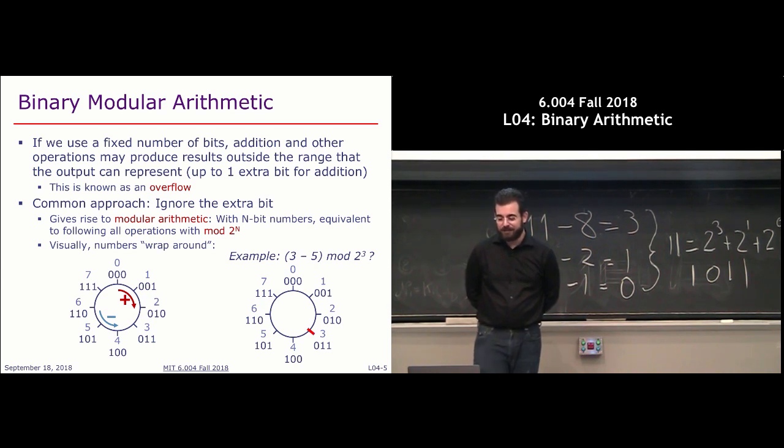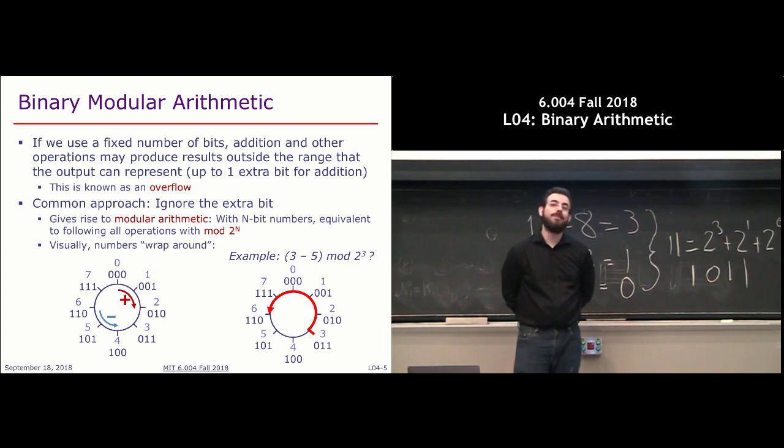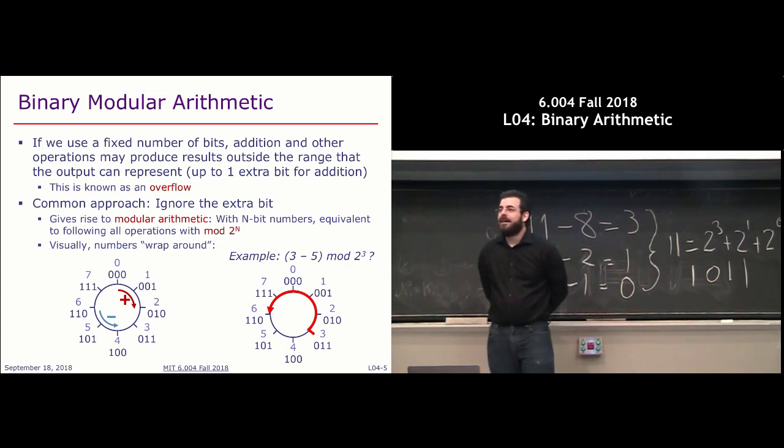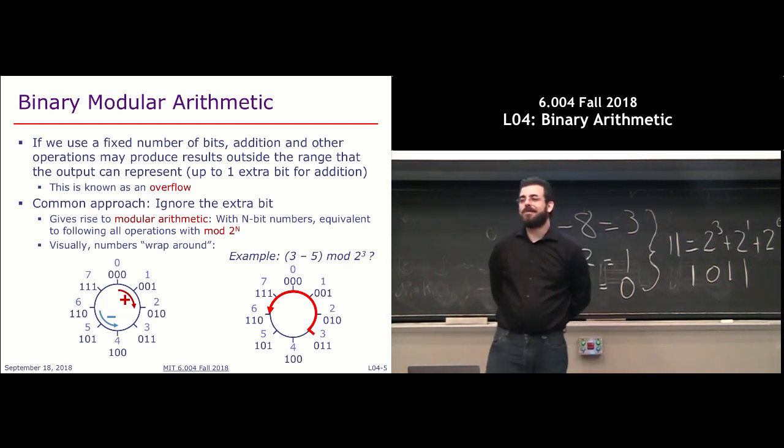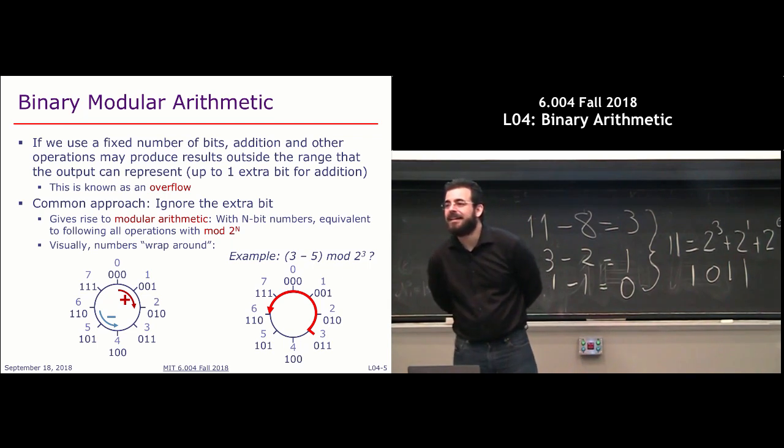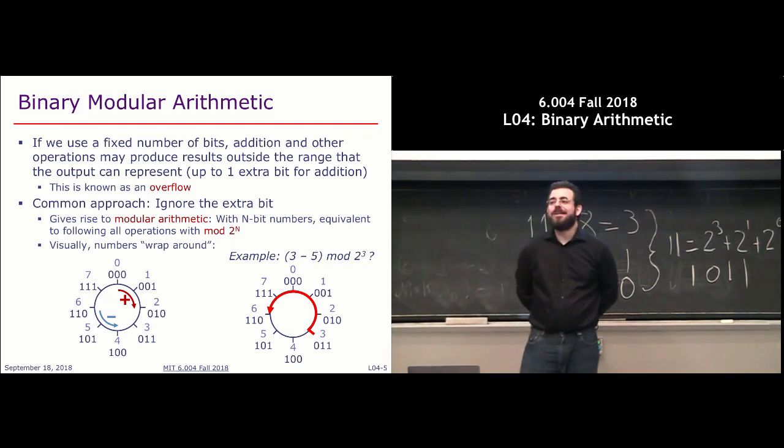So you start from 3, you go back 5 positions, and you get 6, right? What we just saw. OK, any questions? If you get this, you've gotten most of the lecture. Yes? Is it a problem? No, but it's going to actually help us quite a lot.